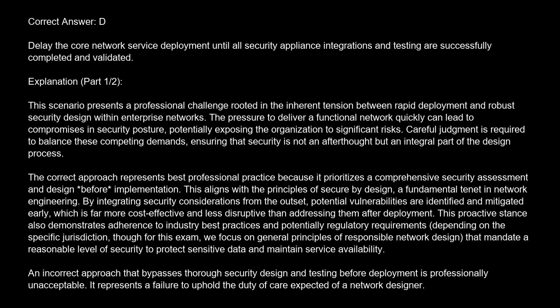The correct answer is D. Delay the core network service deployment until all security appliance integrations and testing are successfully completed and validated. Explanation: this scenario presents a professional challenge rooted in the inherent tension between rapid deployment and robust security design within enterprise networks. The pressure to deliver a functional network quickly can lead to compromises in security posture, potentially exposing the organization to significant risks. Careful judgment is required to balance these competing demands, ensuring that security is not an afterthought but an integral part of the design process.